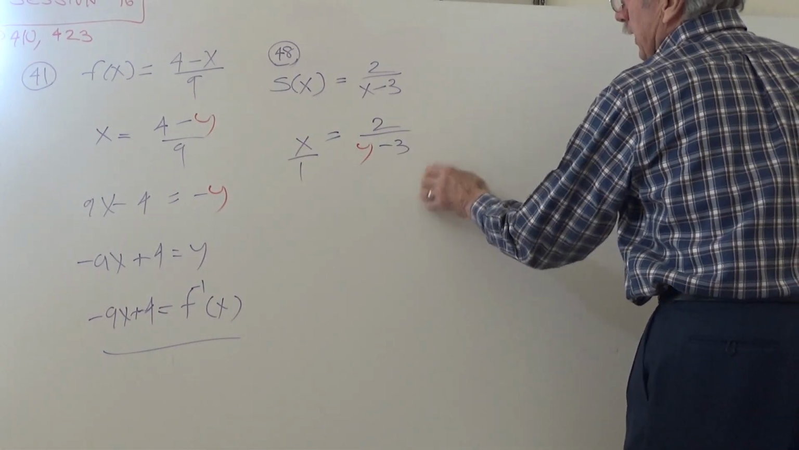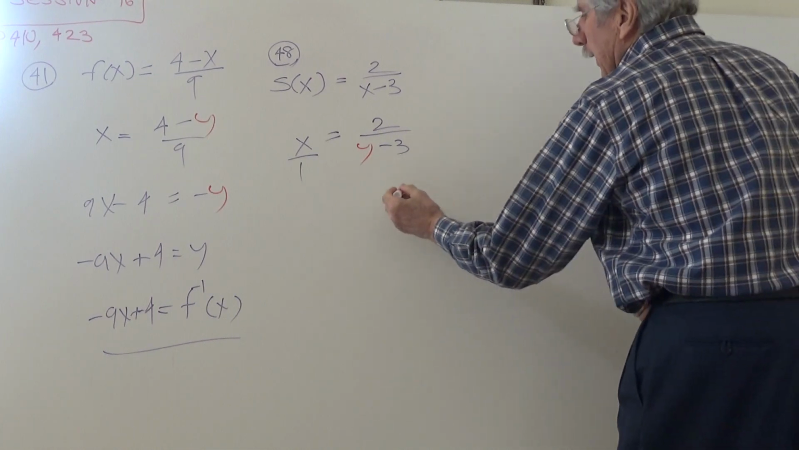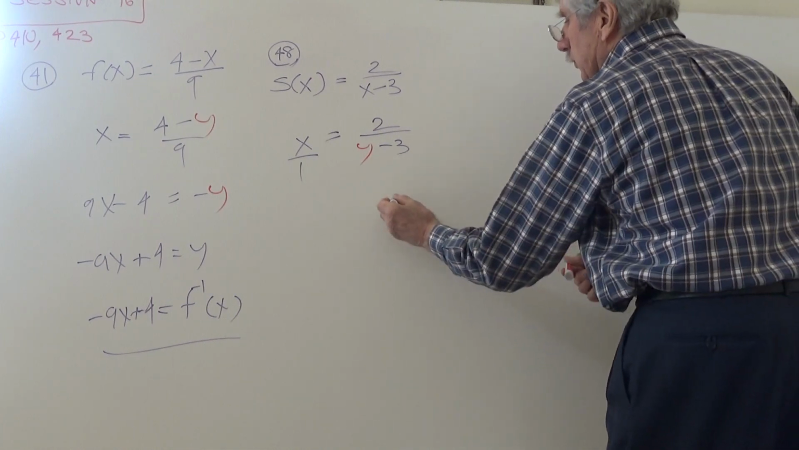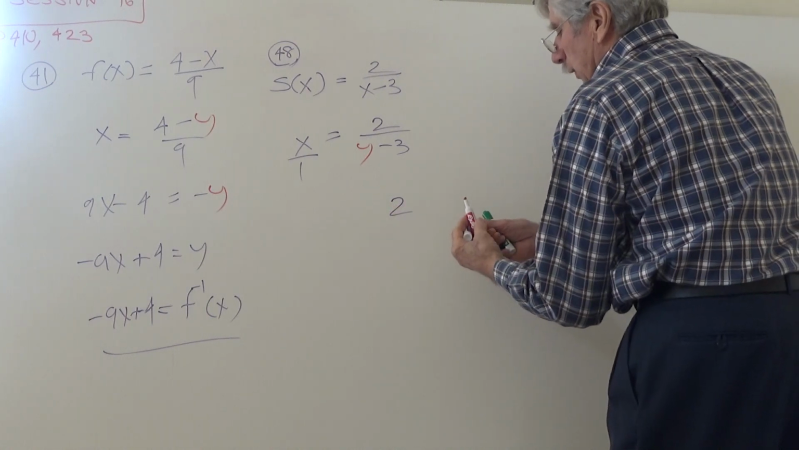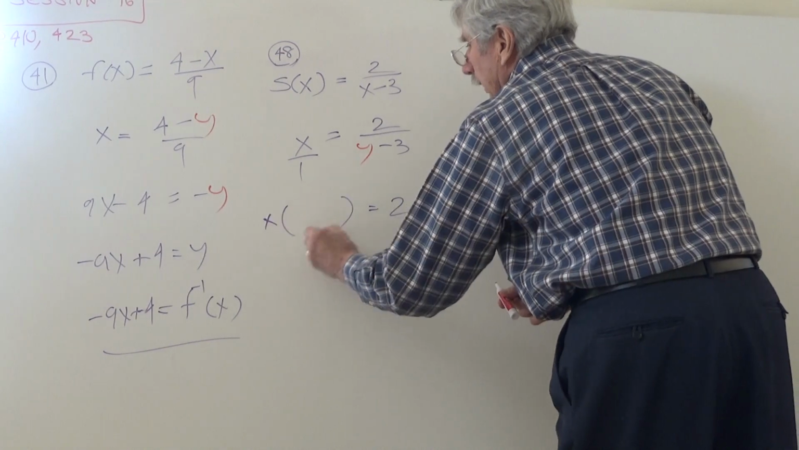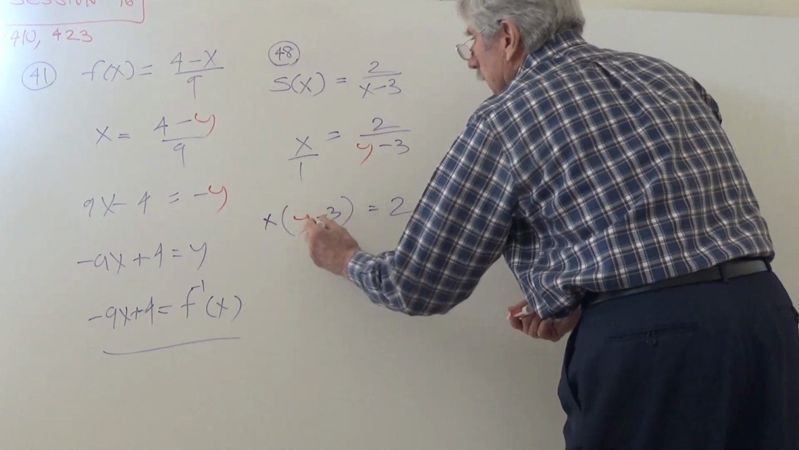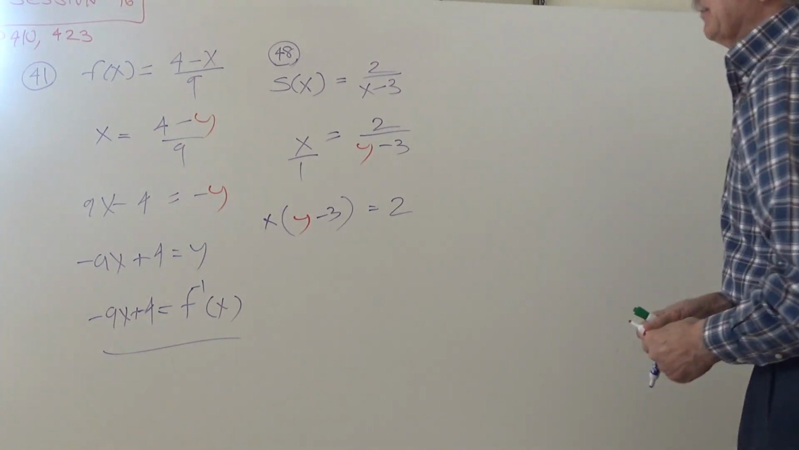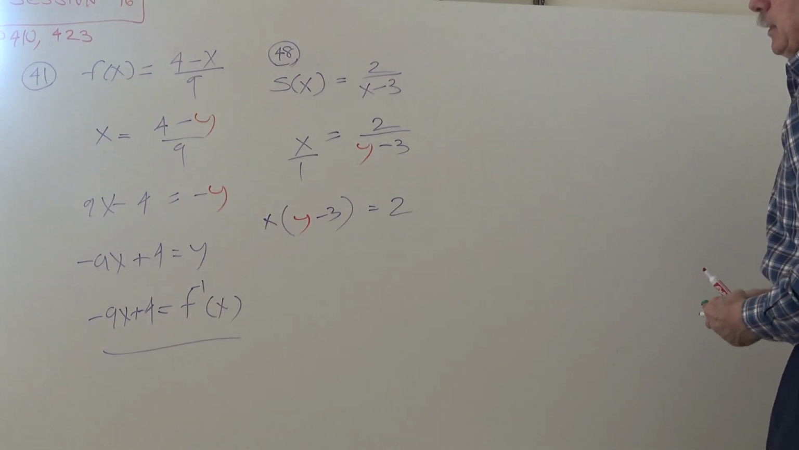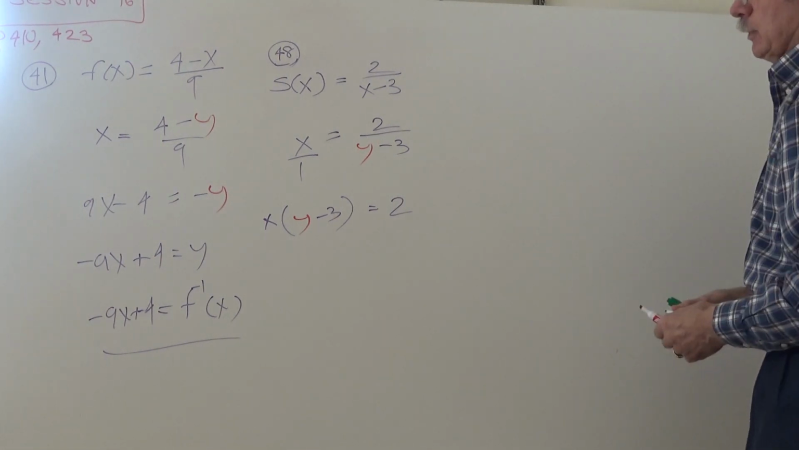Notice on the right side, without having to write it, if I multiply by y minus 3, those will go. And basically what's going to be left is just the 2. And over here, we'll have x, and then we're going to multiply by y minus 3. So multiply both sides by that y minus 3, and we'll be left on the left side with x times y minus 3, and on the right side, the y minus 3's will go.